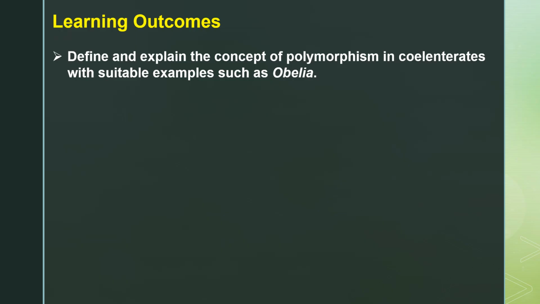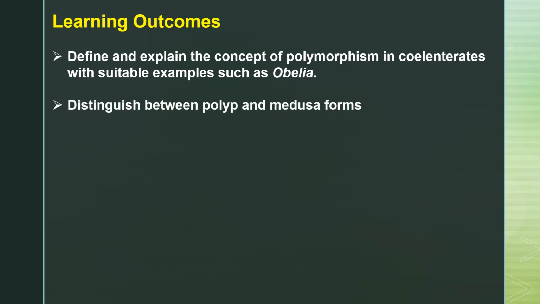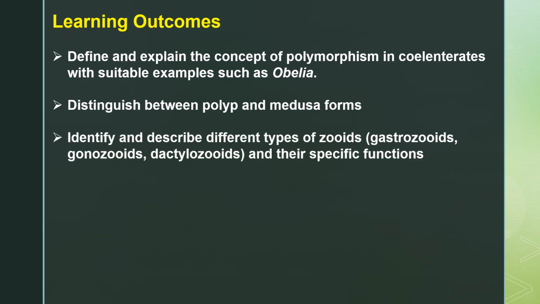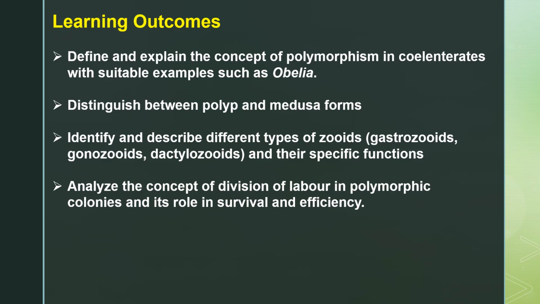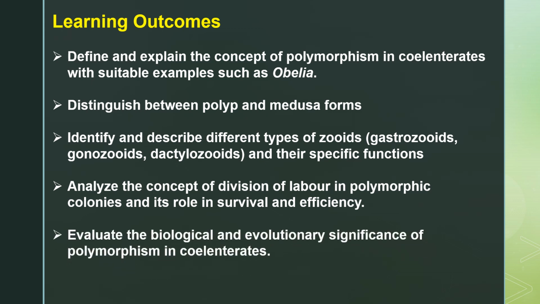By the end of this topic, you will be able to define and explain the concept of polymorphism in coelenterates with suitable examples such as Obelia. You can distinguish between polyp and medusa forms. You will be able to identify and describe different types of zooids and their specific functions. You can analyze the concept of division of labor in polymorphic colonies and its role in survival and efficiency. You can evaluate the biological and evolutionary significance of polymorphism in coelenterates.